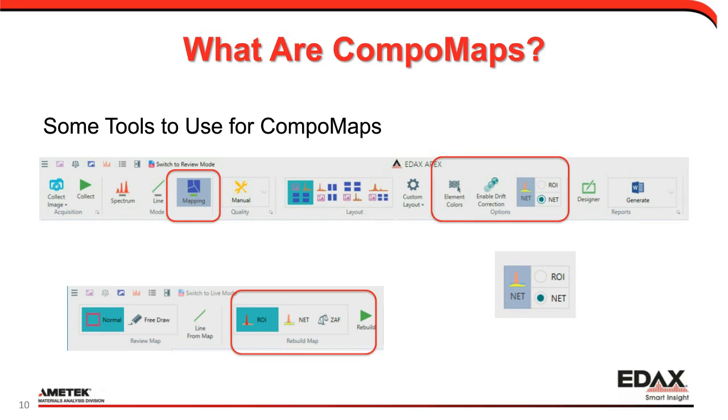CompoMaps is a built-in mapping function, and so when we're in mapping mode, we have a few of our common options available to us, like drift correction and also the ability to assign element colors to our elements while we're mapping. And then you can see here that we also have the ability to do the net deconvolution and background subtraction in live mode. And we also have the ability to do a full ZAF weight percent or atomic percent correction as well. And we can rebuild the maps as we see here in this display. So a few different tools available to us to make sure that we accomplish what we need to.